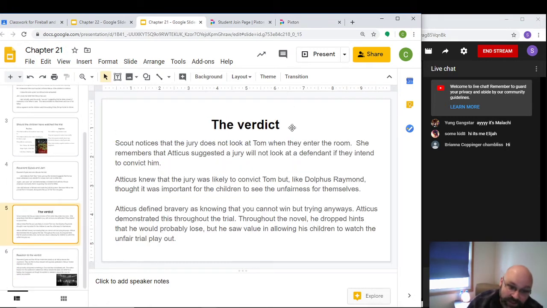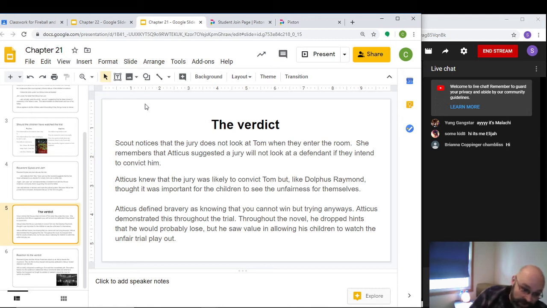The verdict, however: Scout notices that when the jury comes back in the room, they don't look at Tom. And she remembers that Atticus mentioned before that if a jury does not look at the defendant, it's a very bad sign. So Tom's found guilty, and Atticus appears as though he was aware that they were likely to convict Tom. He had mentioned this previously. Dolphus Raymond seemed as though he wanted the kids to go back into the courtroom to see the unfairness, so they would see the world for the way it was.